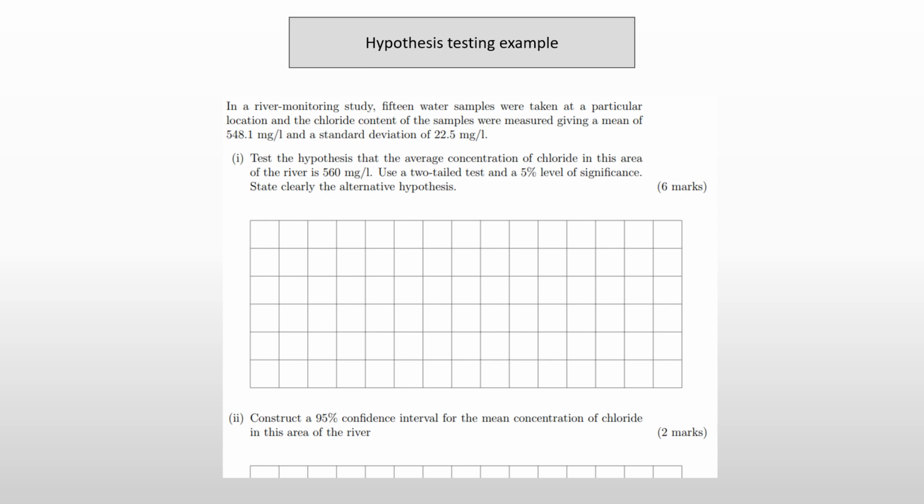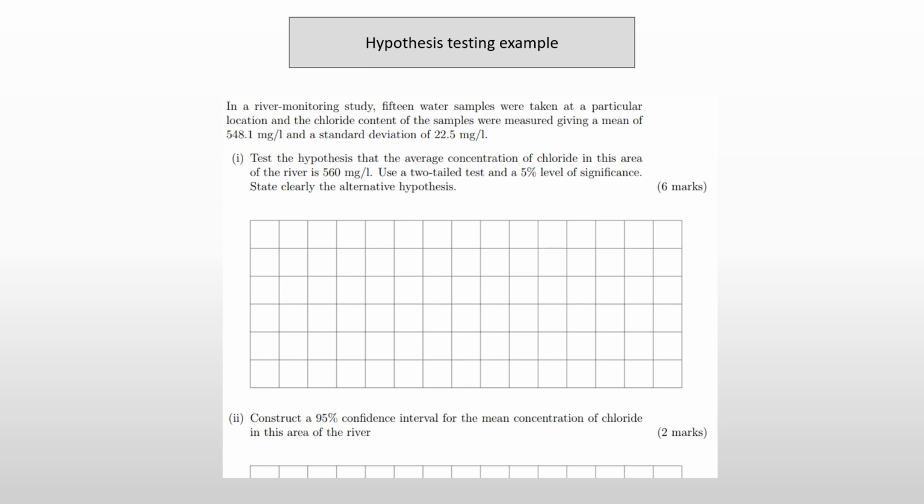So 5% level of significance is the same as 95% confidence, right? That's what you're going to use, and state clearly the alternative hypothesis. Here they're actually giving you marks for writing down the alternative hypothesis. A lot of people don't write it when they're doing hypothesis testing. There are a lot of people who get it wrong and don't write that alternative hypothesis, right? So here they're actually giving you marks to write clearly what it is.